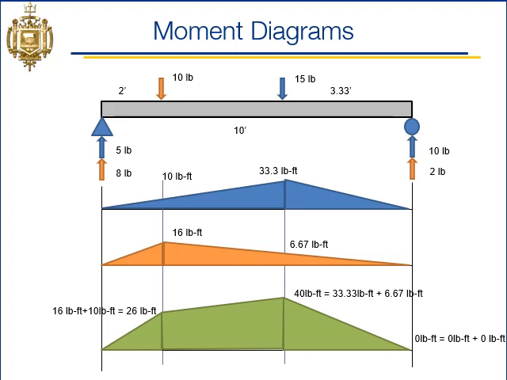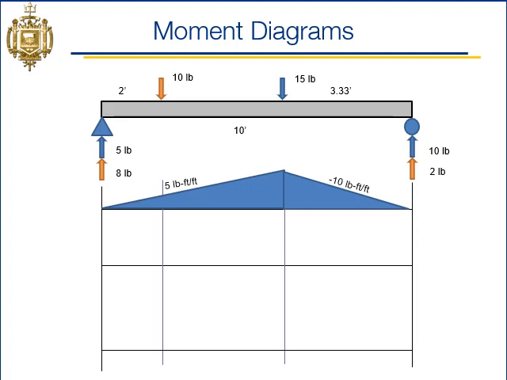You notice that we added up the moments based on their location on the beam, right? We can't add the 33.3 pound-feet of moment to the 16 pound-feet of moment because they're not co-located on the beam, right? We have to add things based on their position on the beam, which is why I had to find the values of moments at those critical points on those purple lines.